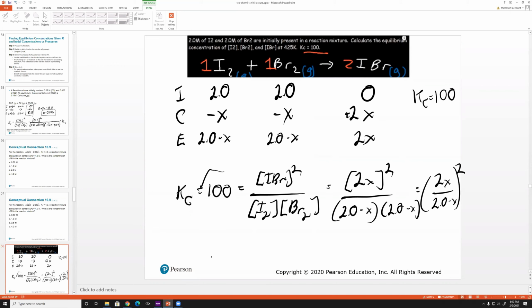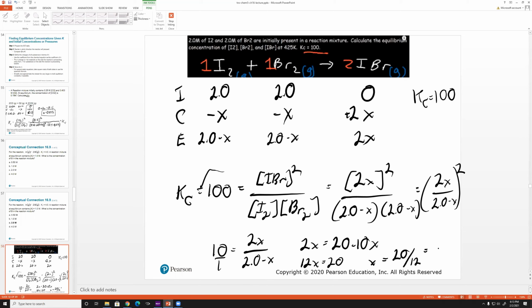Take the square root of both sides. You get 10 equals 2X over 2.0 minus X. Then you can cross multiply. You get 2X equals 20 minus 10X. Add 10X to both sides. We get 12X equals 20. Then X equals 20 over 12, which I think is 1.67.